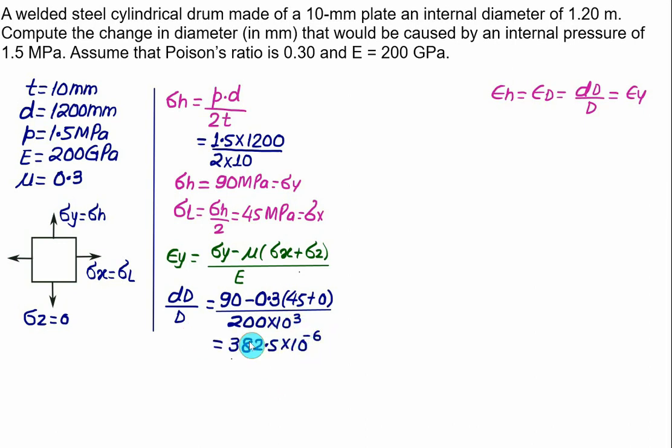And if you multiply by diameter, we can calculate here the change in diameter. This time we have diameter D equal to 1200. So we'll get here the change in diameter, that will be approximately equal to 0.46 mm.